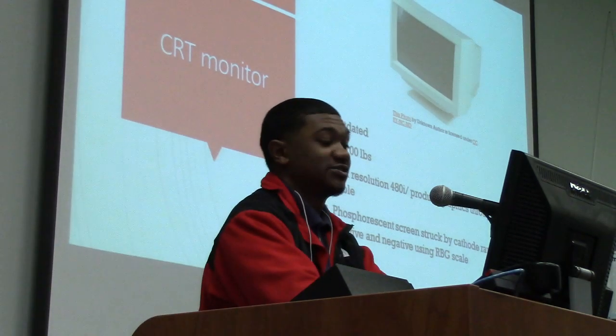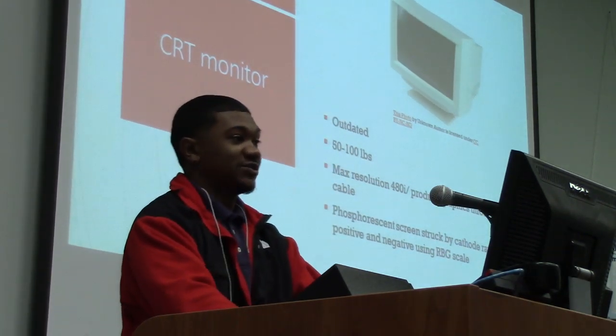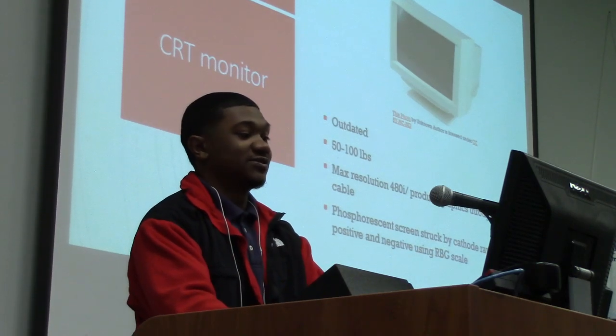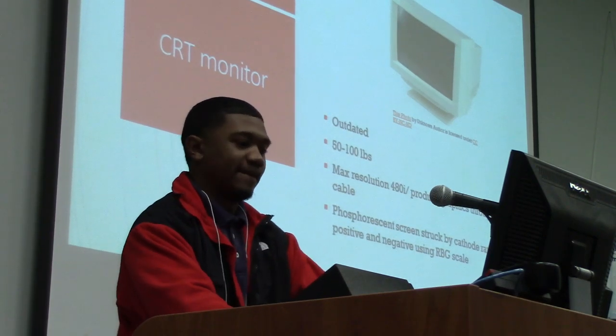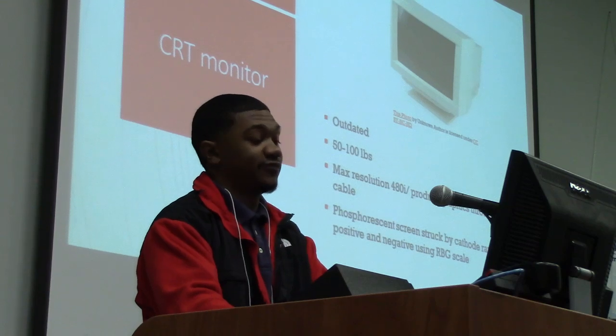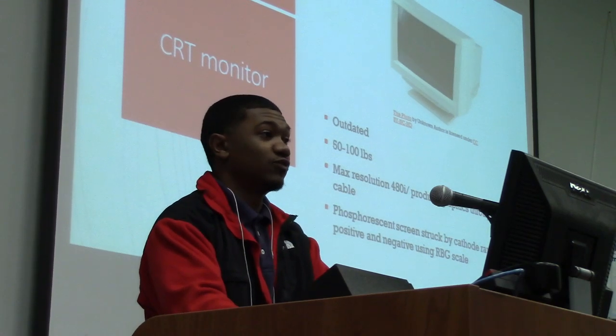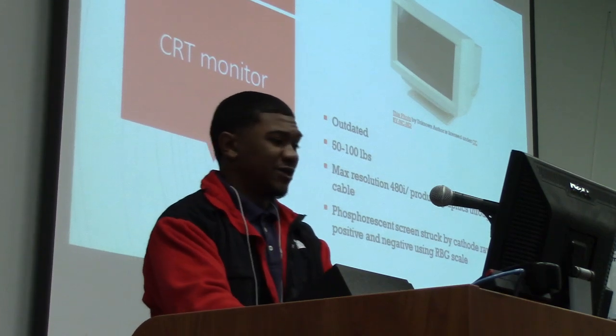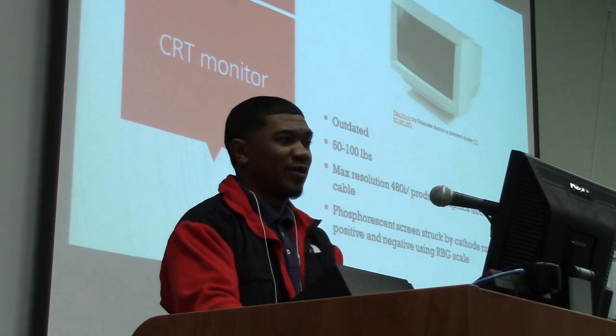Okay, so let's talk about CRT monitors. A few things we need to take away from this: it's very outdated. A few users still use it, but it's very rare that people actually still use these monitors. Very hard to maneuver around.